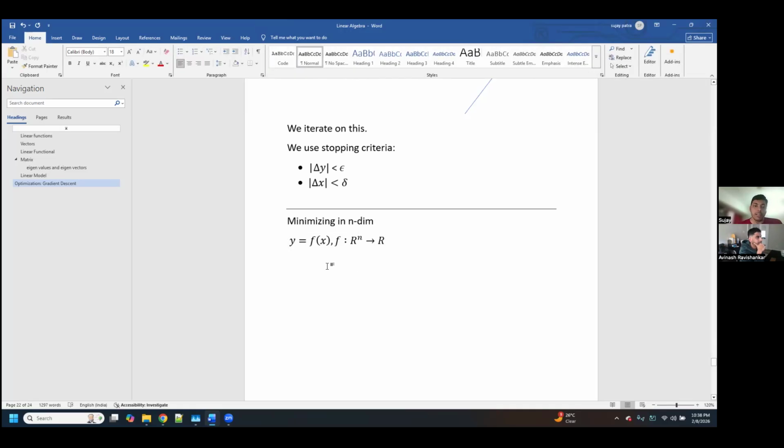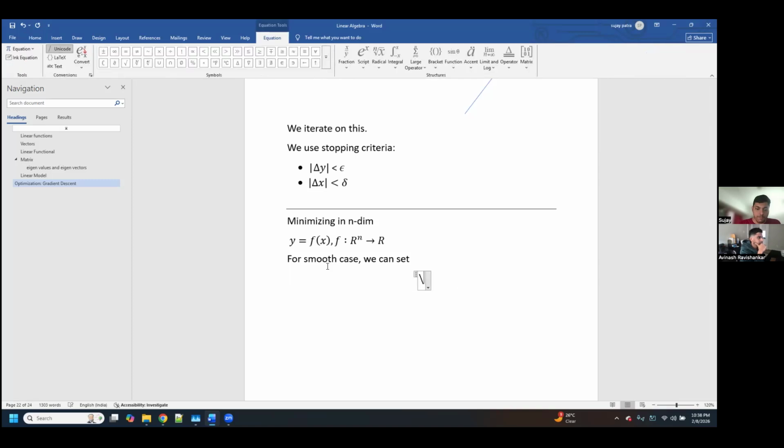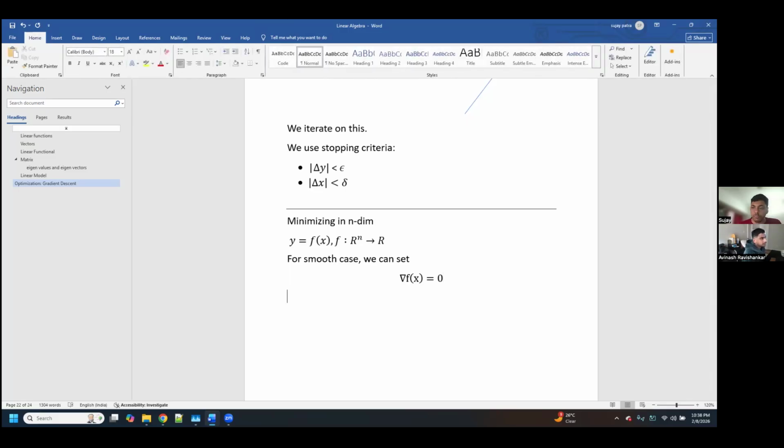And if the function is really nice, then you can again set the derivative to 0. So for the smooth case, we can set the gradient to 0. Now this is an n-dimensional equation. Basically, this is n equations together.